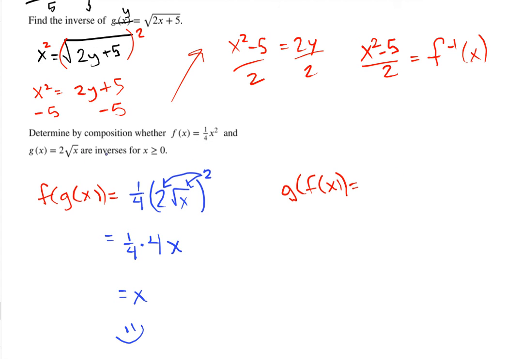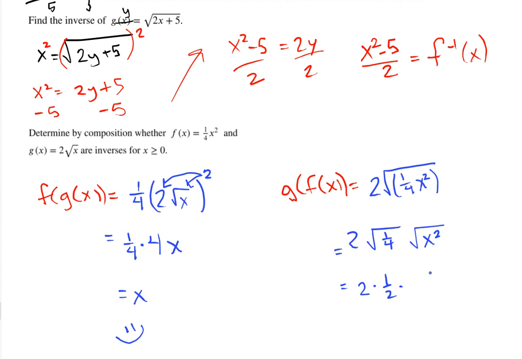So now I'm going to put the f function into the g function. So I have 2 square root of, and then I need to write 1/4 x squared. And I'll start simplifying. So I'm going to break my square roots down to the square root of 1/4 and the square root of x squared. Well, the square root of 1/4 is just 1/2. And the square root of x squared is x. So this simplifies to x. And so yes, the answer is they are inverses of each other.